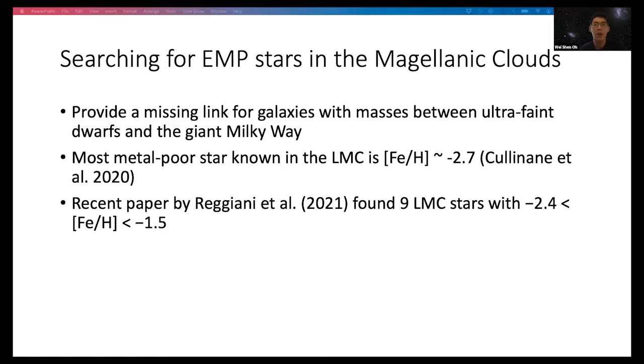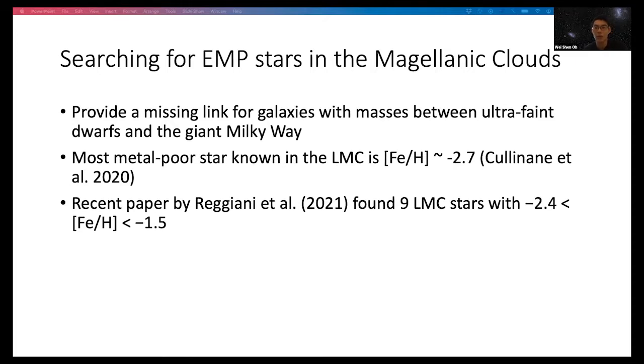A recent paper by Reggiani et al. also tells the same story, where they found 9 stars with Fe/H ratios ranging from -1.5 to -2.4 in the LMC. Therefore, one of the main motivations of this project is to conduct a proper search for EMP stars in the Magellanic Clouds using the SkyMapper telescope.